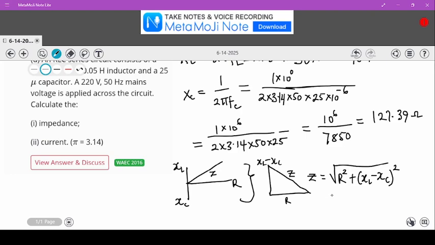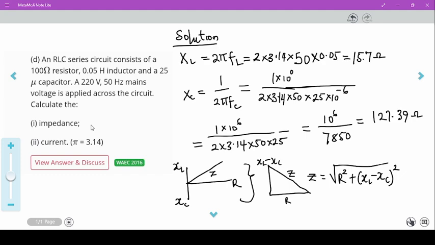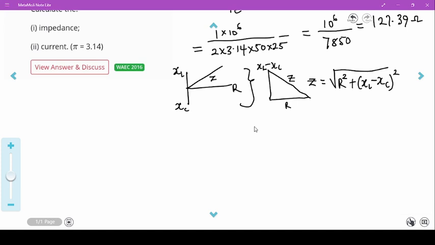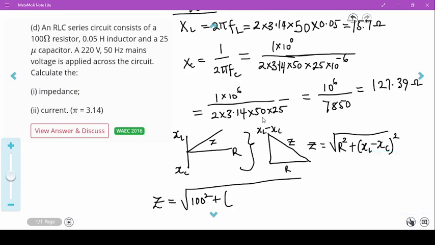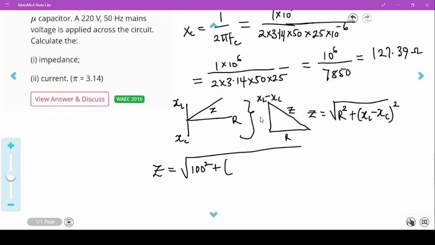So the next thing we're going to be talking about is how to resolve this. Let's resolve this. We have plugging in values. Impedance would be equal to, our resistance here is 100 ohms, so 100 raised to the power of 2 plus, in the bracket, my XL here before now was 15.7, so we have 15.7.